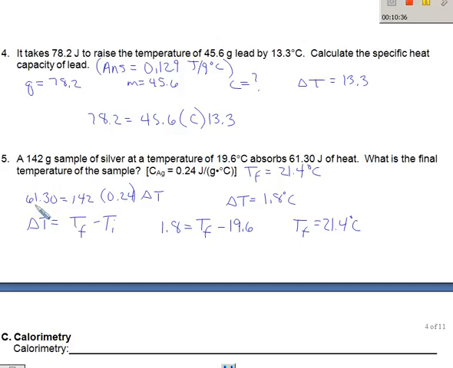Okay, 61.30, that's your joules of heat. You've got a 142 gram sample. There's the specific heat capacity. You solve for delta T and you find out that it's 1.8 degrees C. Well, you know that delta T has to equal TF minus TI, temperature final minus temperature initial. So you have 1.8 equals your final temperature minus 19.6. We got that from right there. So solving for TF, you have TF equals 21.4 degrees Celsius.